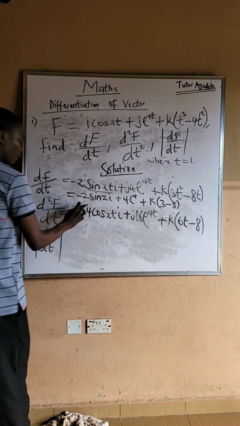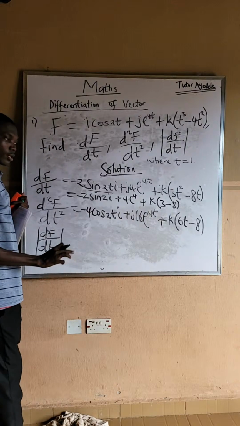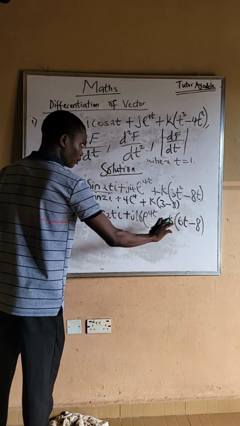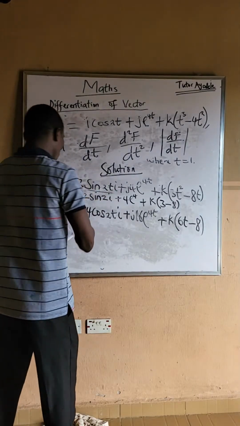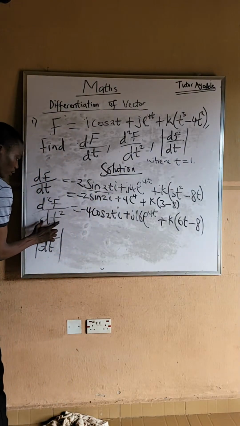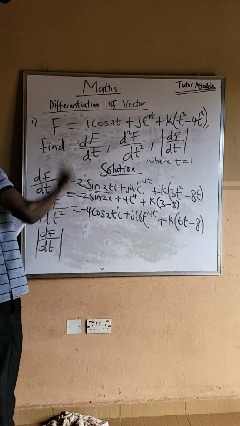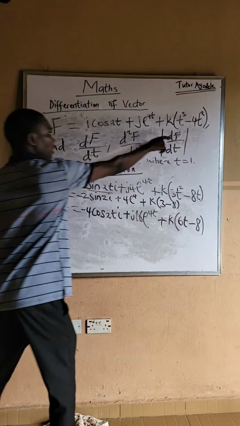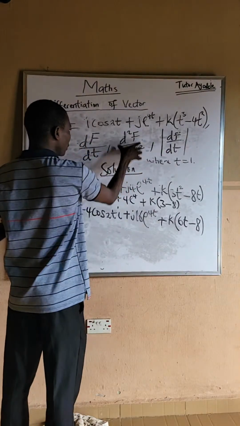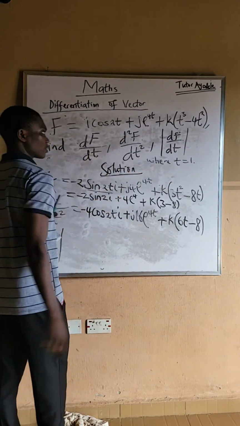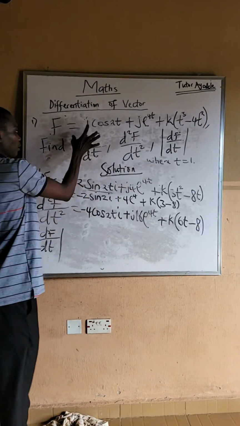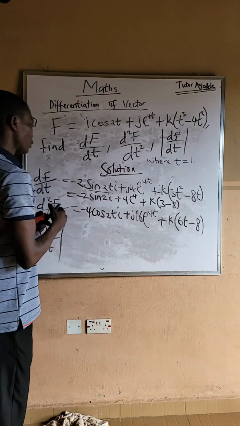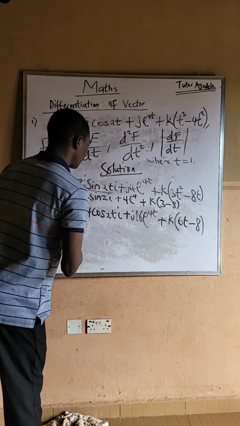I believe you have written this. Have you written this? I want to erase it now, because we are not calculating the magnitude of d squared F over dt squared. We are calculating the magnitude of dF/dt. That is what the question asks us to do, not the magnitude of this. So after you have gotten this, you then calculate the magnitude. Alright.